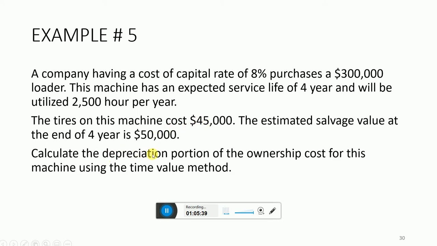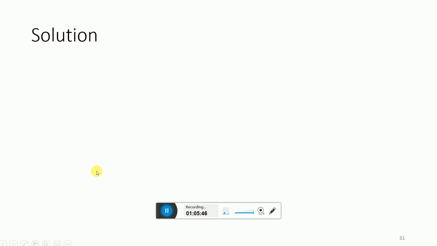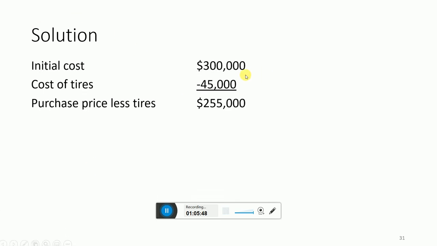We have to calculate the depreciation portion of the ownership cost for this machine using the time value method. First we have to subtract the cost of tires, because this method says that we have to deduct the cost of tires from the total purchase. So the purchase price less the tires is $255,000.